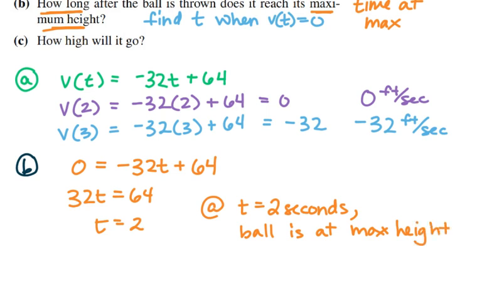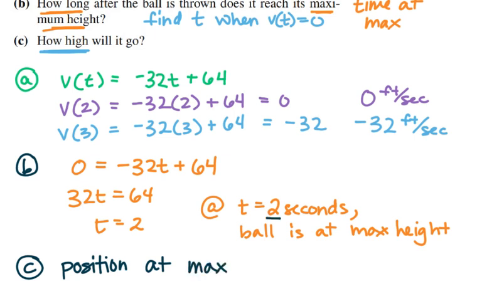All right, and our last question here. The last question says, how high will it go? So how high? Well, we're dealing with time, velocity, and position. How high will it go? So for part C, what that is saying, if we interpret it, height is position. We're looking for the position when we are at the max. And when does the max occur? At t equals 2 seconds. We just found that. So what are we going to plug 2 back into?